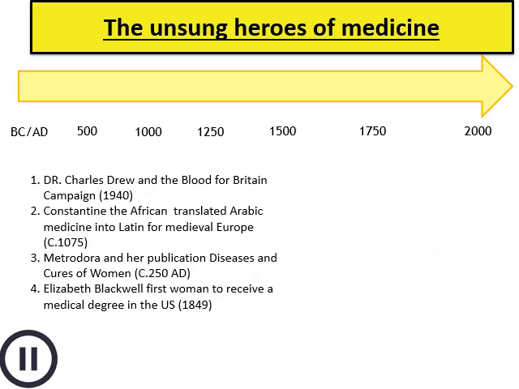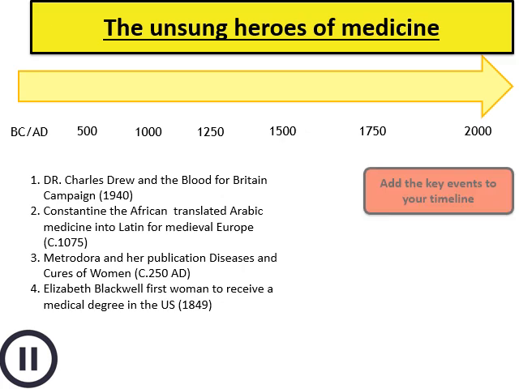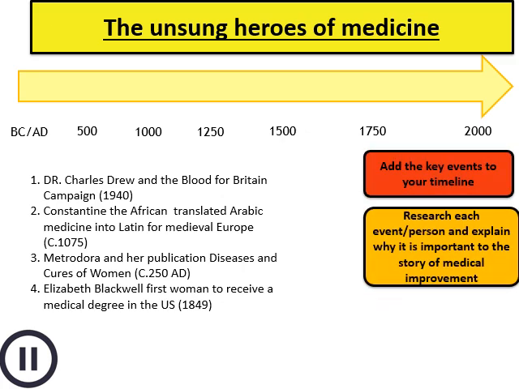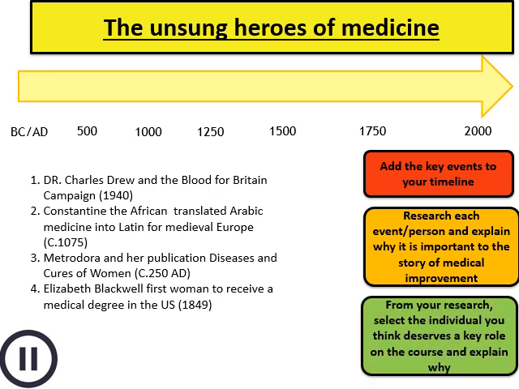Now again, what I would like you to do is to place these 4 people, these unsung heroes in my opinion of medicine, onto your timeline. And again, I'd like you to research each event, the person, and explain why it is important to the story of medical improvement. But the final task I'd like you to participate in relation to this video tutorial is to select an individual who you think deserves a key role on the course and explain why. Defend them passionately, and perhaps we can get in contact with the exam board to say that this individual deserves to be in our course for the exam.